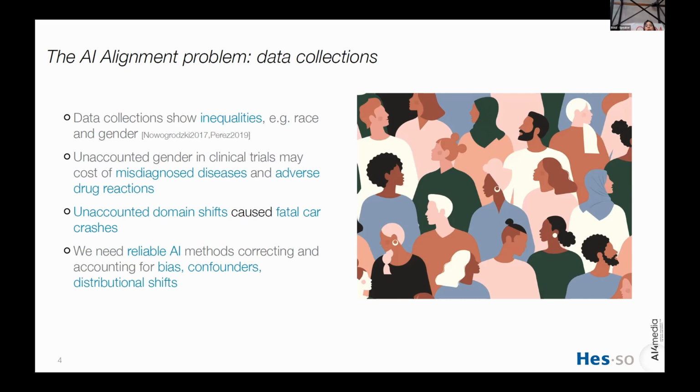Think about not accounting for gender in clinical trials that resulted in misdiagnosed diseases, or the adverse drug reactions that happened in some real clinical trials. How can we avoid those things? I think this per se stands as a motivation of why we need reliable AI.